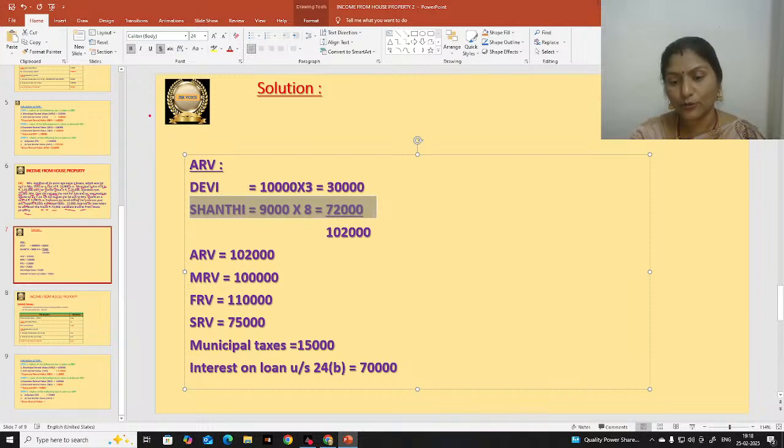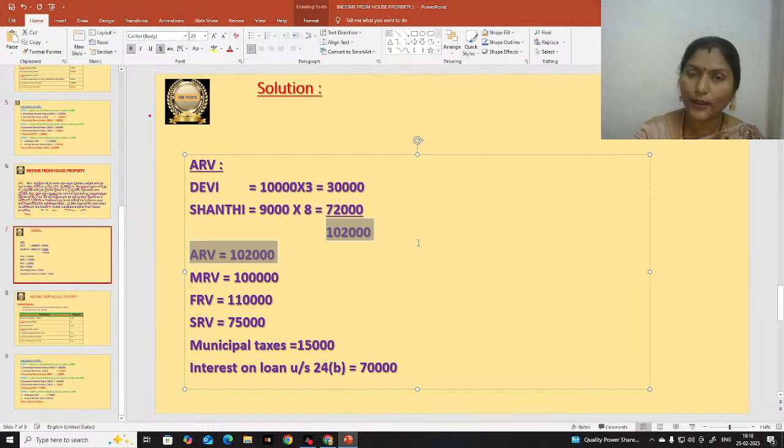That is 72,000. So the total actual rent collected from the two tenants is 1,02,000. That is ARV. One month's rent our assessee did not receive. We are not going to mention that because she did not receive it, and we are not going to take it into account. Hope that is clear. So 1,02,000 is our ARV. Let us go and record that.